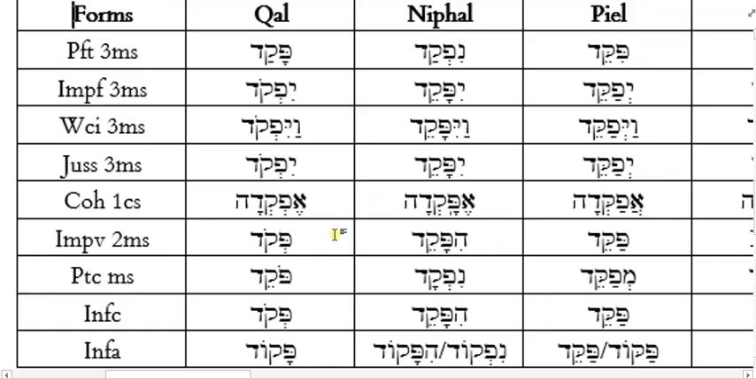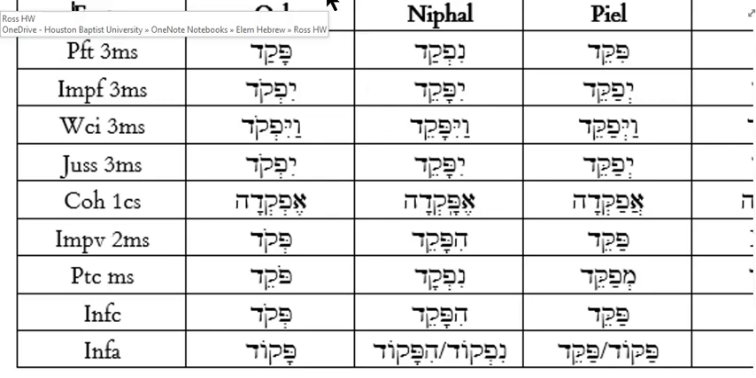The next principal part under the cohortative is the imperative 2MS, so the one with no ending. Look at the Niphal's vowel pointing. It is similar to the imperfect yipakade, but it's not quite the same. It's hipakade. I've basically taken yipakade, all the vowel pointing for the Niphal imperfect, and I've just replaced the yod with a hey. So I get a hey prefix for the Niphal imperative, hipakade.